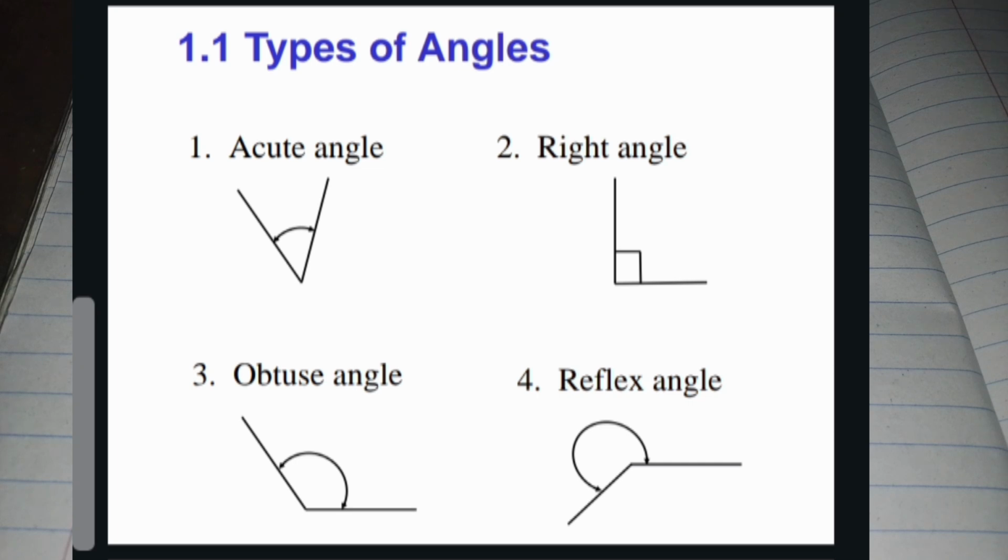And the other one is the right angle. I believe you're familiar with this one. Then we've got the obtuse angle, which is greater than 90 but less than 180, and we've got a reflex angle that is greater than 180 but less than 360.